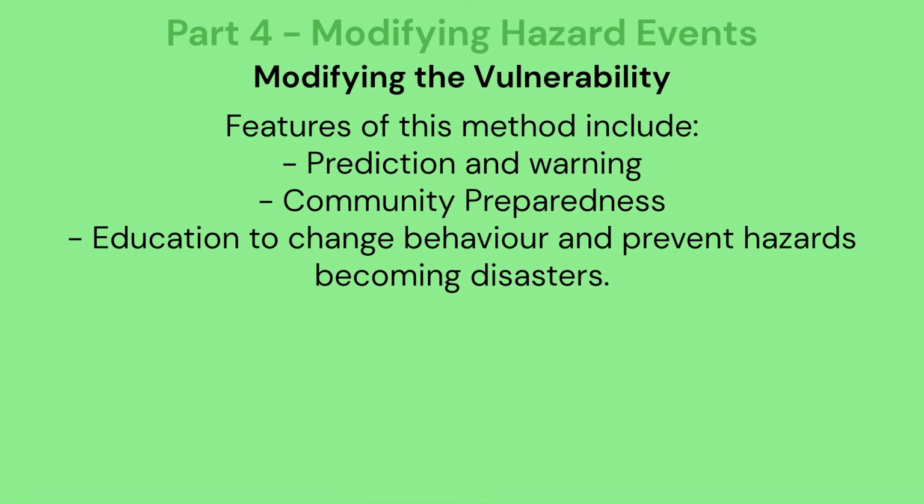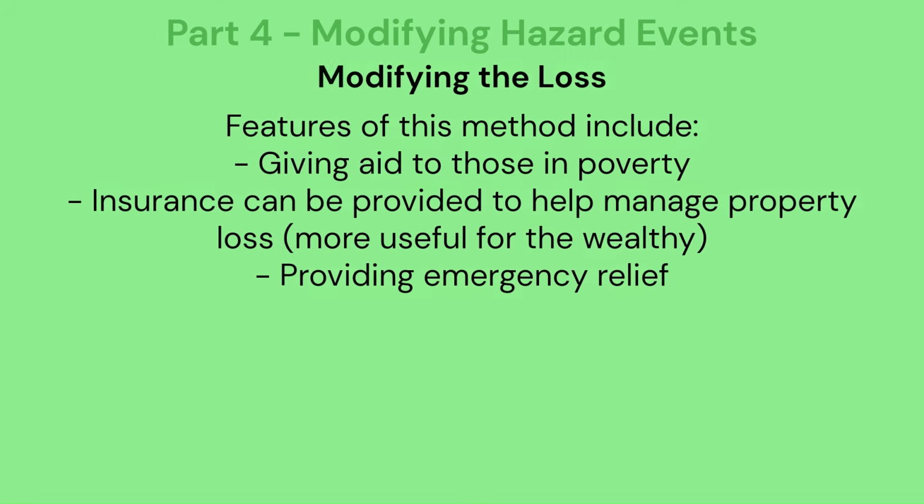Modifying the vulnerability. Features of this method include prediction and warning, community preparedness, education to change behavior and prevent hazards becoming disasters. Modifying the loss. Features of this method include giving aid to those in poverty, providing insurance to help manage property loss. This is more useful for wealthy people. Providing emergency relief to reduce loss as a result of secondary hazards.